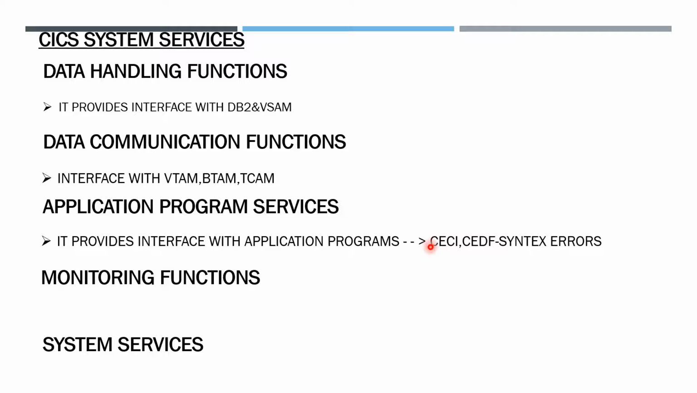CECI, the CICS execution command interpreter, acts as a translator between CICS and the application programs. The CICS execution diagnostic facility is CICS's own diagnostic facility. It will scan the entire code for any syntax errors.